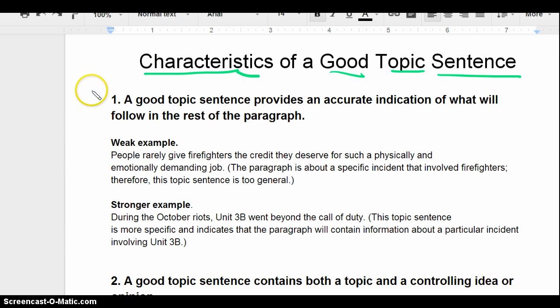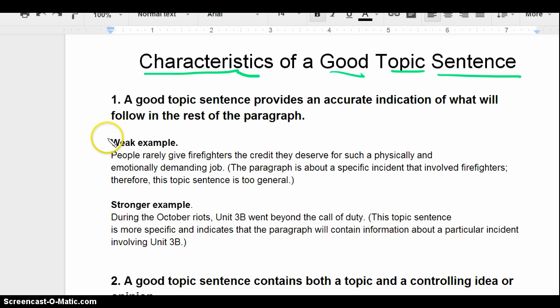Okay, number one, and this is all in your book, on pages 211 through 212, so you can review it there. But I want to walk you through some of the details here. A good topic sentence provides an accurate indication of what will follow in the rest of the paragraph.